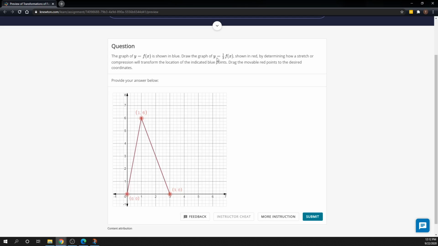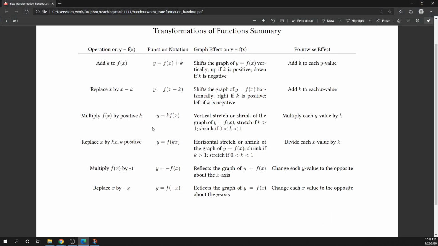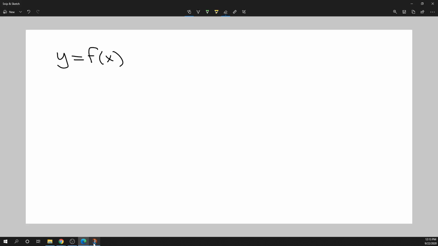All right, and then what I'm going to do is go through and figure out which transformations were made to y equals f of x to end up with the graph of y equals 1/3 f of x. And so I would look at these 6 transformations, and you can see that it's this one right here, where I multiply k times f of x, okay? All right, and so identify that one, and it's just one step. All I need to do is multiply f of x by k, and I'm right there. So in this case, my k is 1/3.